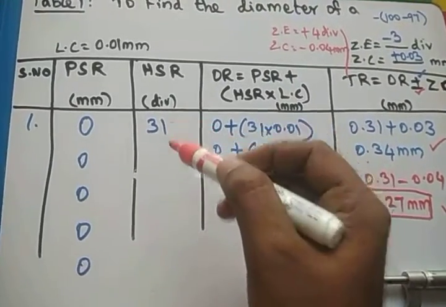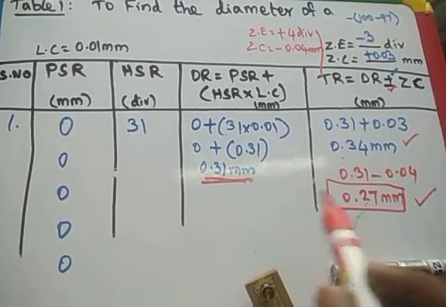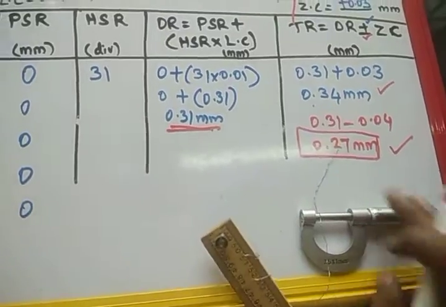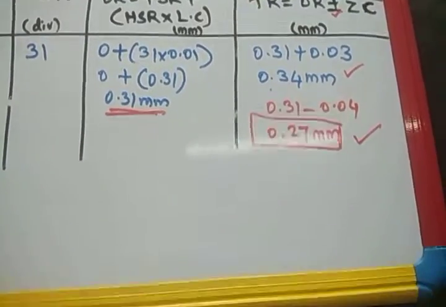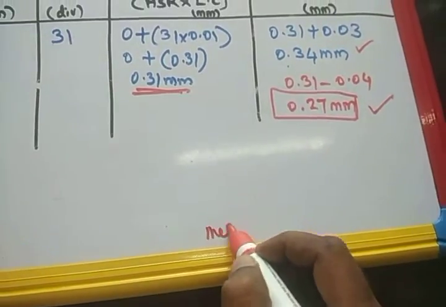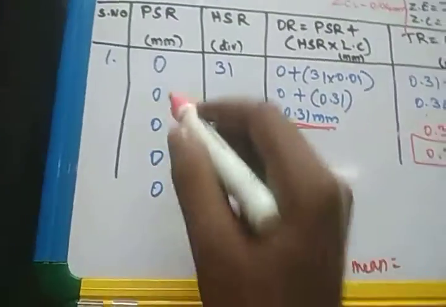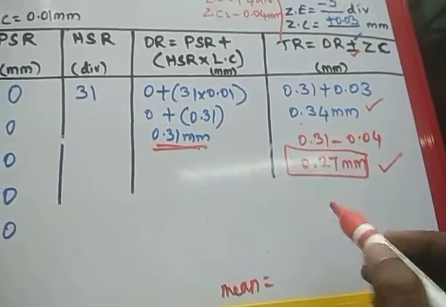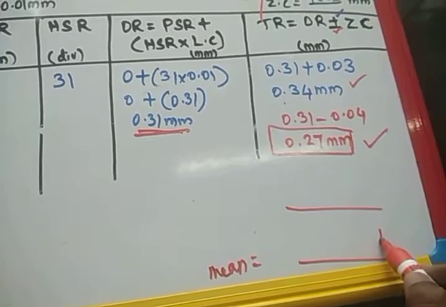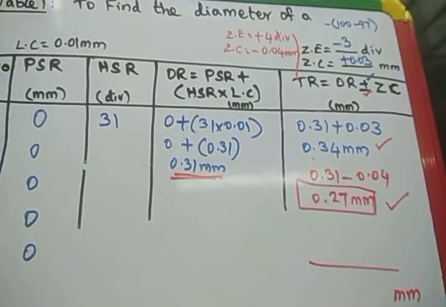I will take all the readings and the calculation parts. Then the mean value. If you take the mean value for all the 5 readings, that is the total diameter, the diameter of this given wire.